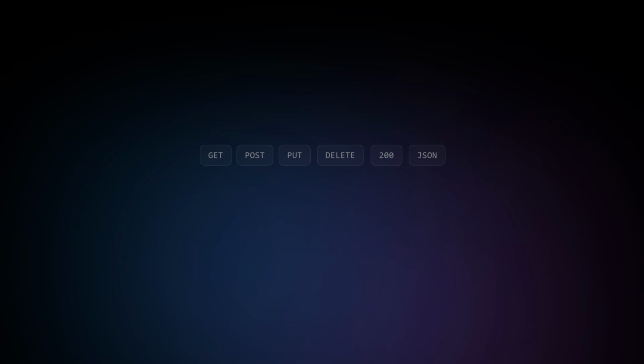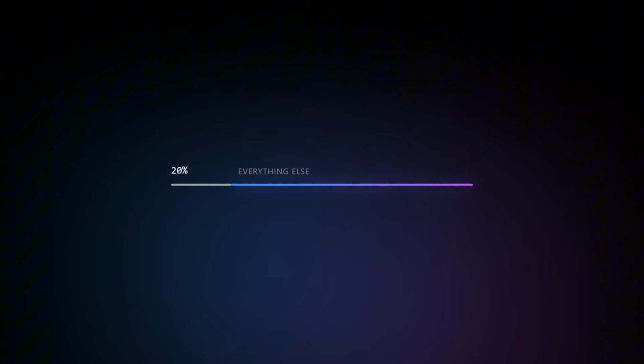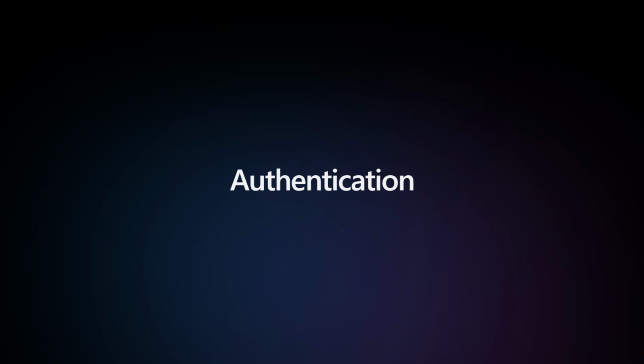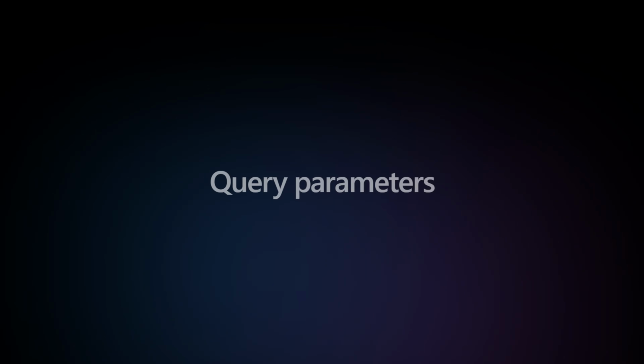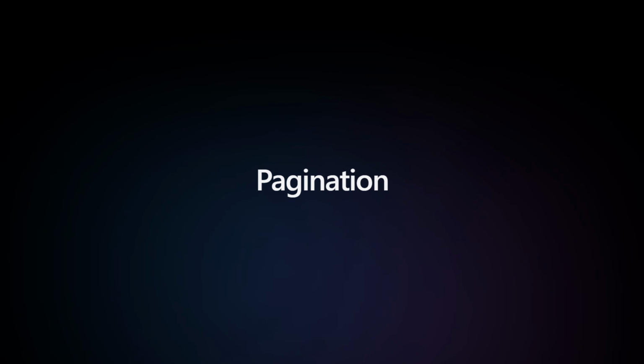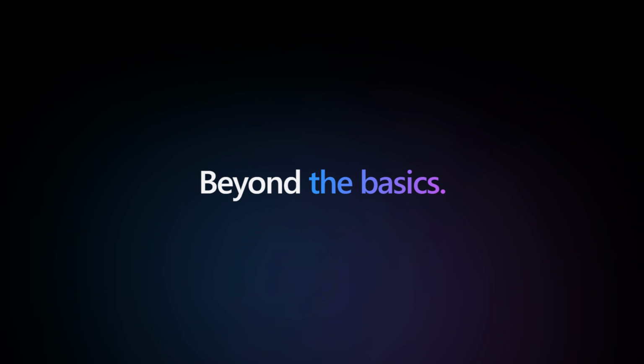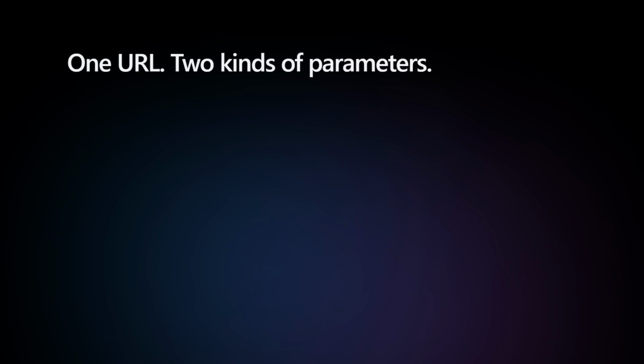So in the last video, we covered the basics of APIs, the waiter between your app and the server, the four methods, status codes, and JSON. And honestly, that's maybe 20% of what a real API actually looks like. The other 80% is what nobody teaches you: authentication, query parameters, pagination, rate limits, versioning. That's the stuff that separates a tutorial project from a production system. And that's exactly what we are covering today.